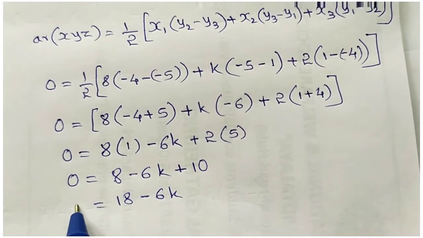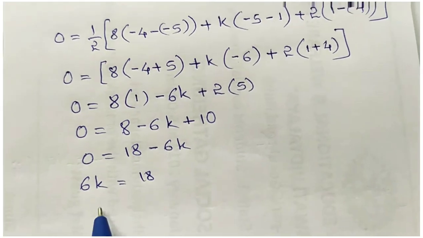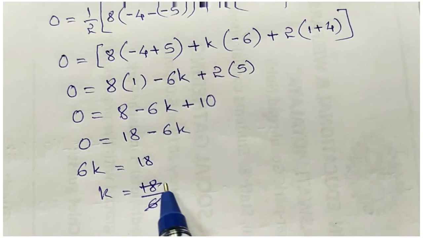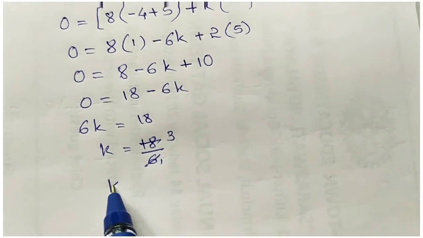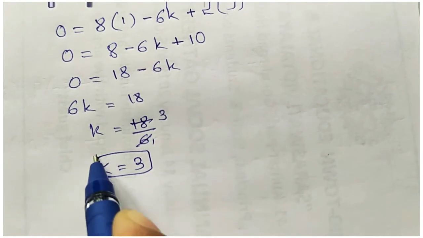So take the 6k to the left side, it becomes plus 6k equal to 18. So k equal to 18 by 6. 6 threes are 18. So k equal to 3. This is our final answer.